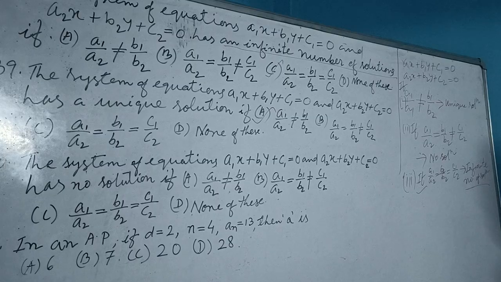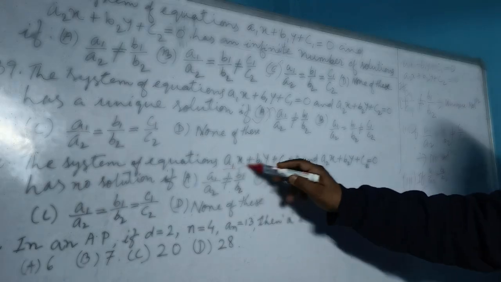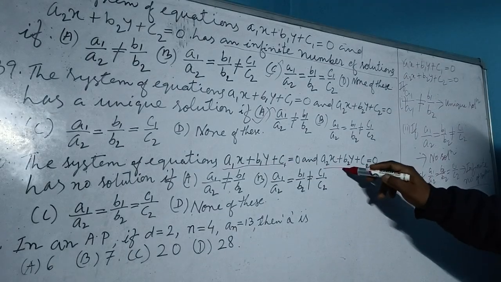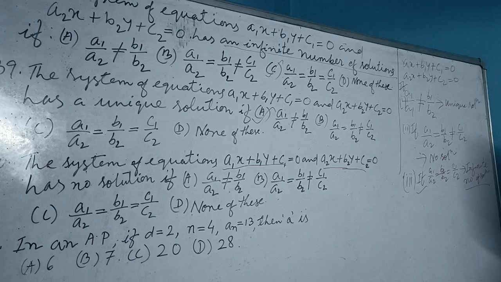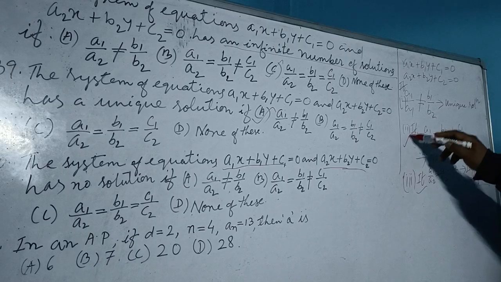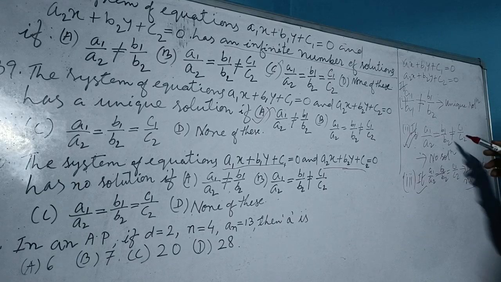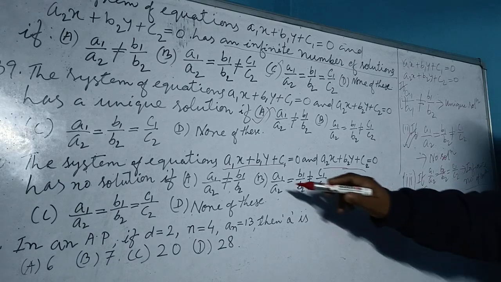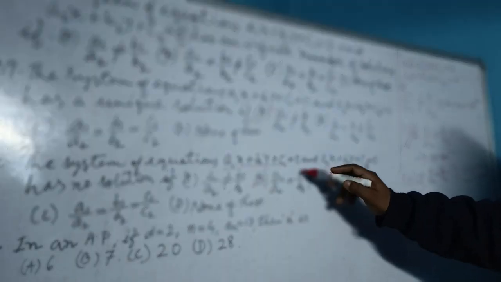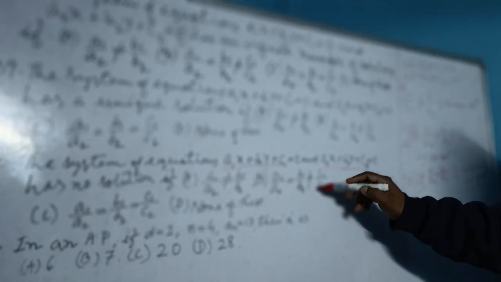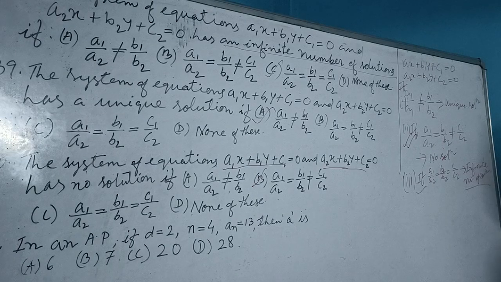Now question number 40. The same system of equations, a1x plus b1y plus c1 equal to 0 and a2x plus b2y plus c2 is equal to 0, has no solution. No solution means the second condition is satisfied: a1 by a2 is equal to b1 by b2 not equal to c1 by c2. That means option B is the answer. Clear?